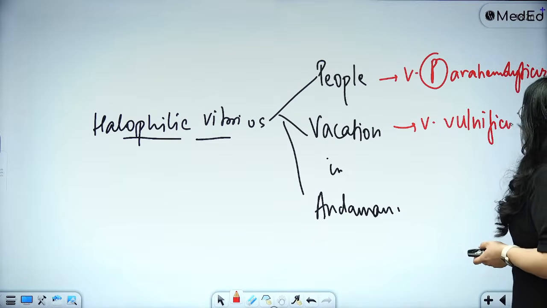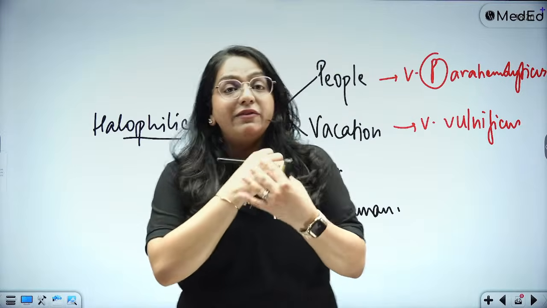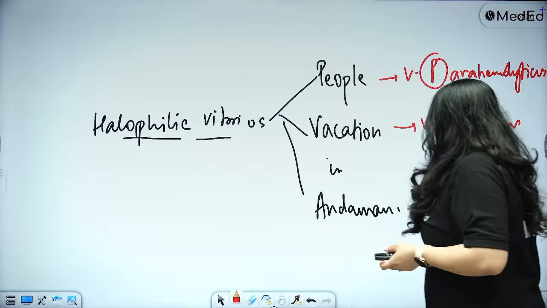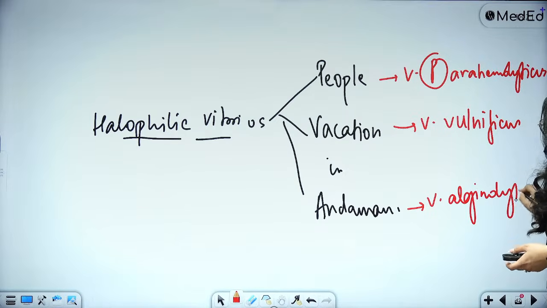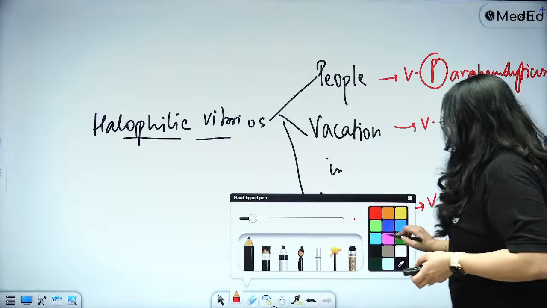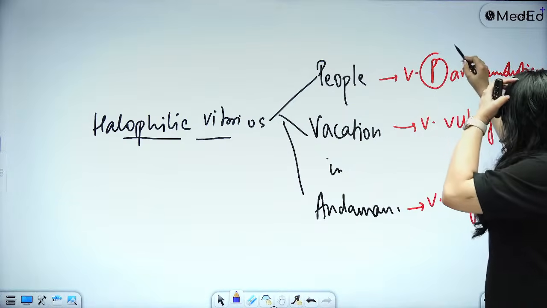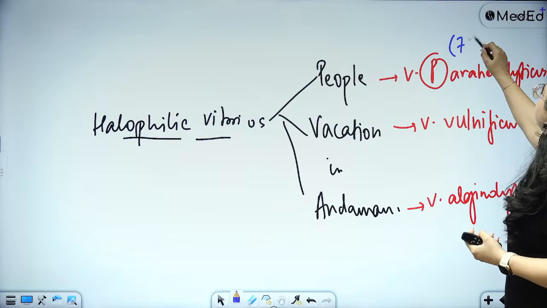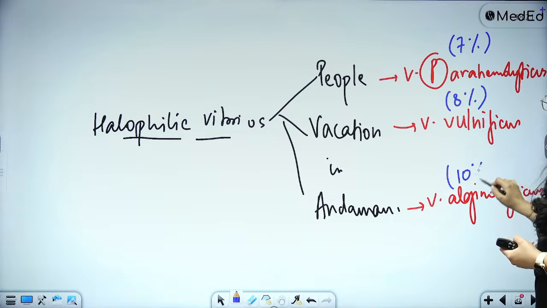Vulnificus is also called the wound maker. It causes deadly skin infections. Then we have Andaman. Vibrio alginolyticus. Why have we remembered in this order? Because this is the order which will tell me the concentration of salt tolerated by each one of them. So, parahemolyticus is 7 to 8%, vulnificus 8%, alginolyticus 10%.